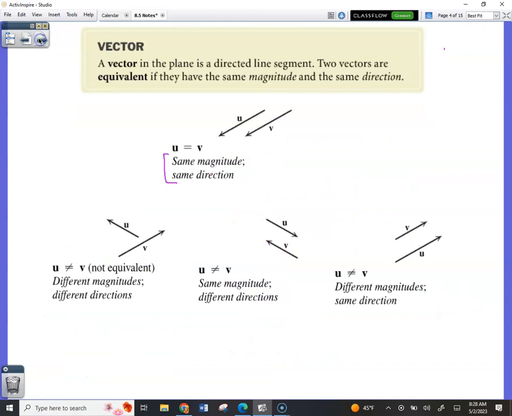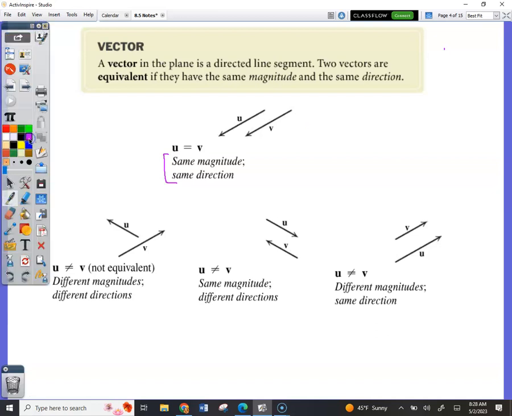This picture here is showing you what equivalent means. You can add on this picture if you want to, but these vectors at the top, number one, are pointed in the same direction with the arrows going in the same direction, and number two, have the same length. So these are what's called equivalent.